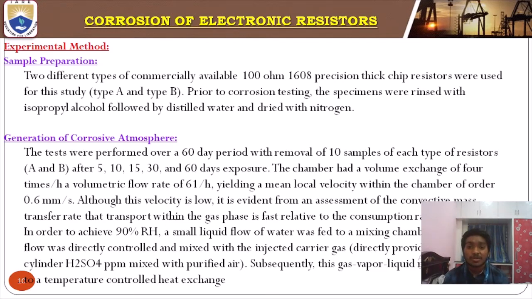In order to achieve 90% relative humidity, a small liquid flow of water was fed to a mixing chamber in which the gas flow was directly controlled and mixed with the injected carrier gas. H2S ppm is provided directly by gas, mixed with the purified air. Subsequently, this gas, vapor, liquid three-state mixture was led to the temperature-controlled heat exchanger.